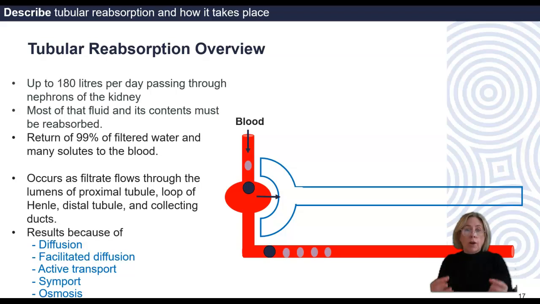Active transport requires energy in the form of ATP to push solutes against a concentration gradient, from an area where they're low in concentration to an area where they're high in concentration. We also have symport, and symport describes the transport of two solutes in the same direction. Remember, antiport or countercurrent transport describes the transport of two solutes in opposite directions. And then, of course, we have osmosis for the movement of water.